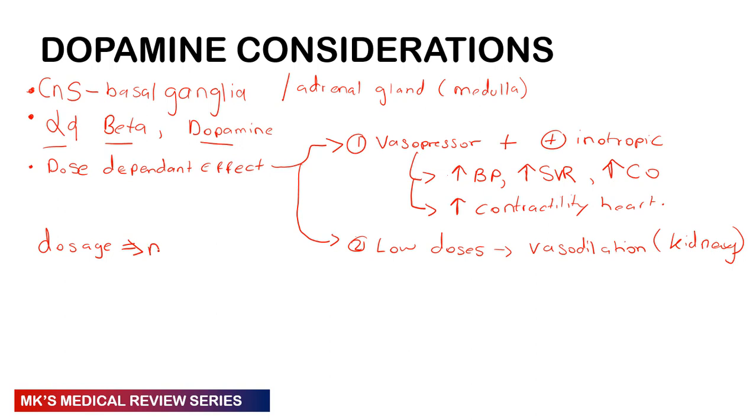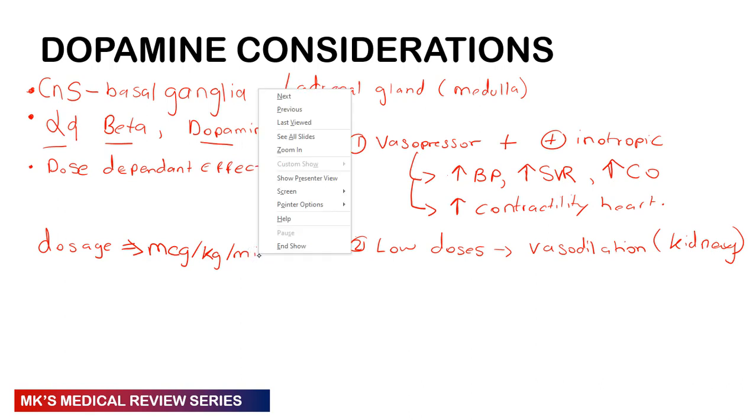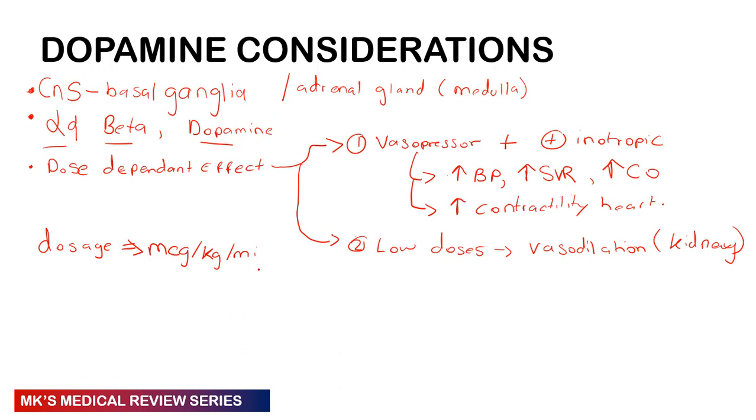I'm going to be writing micrograms as mcg per kg per minute. So our dose is going to be given in micrograms per kg per minute. I don't know what's happening with my PC, but it's glitching again. So this is going to be micrograms per kg per minute. That's going to be our dose that we're going to be using.